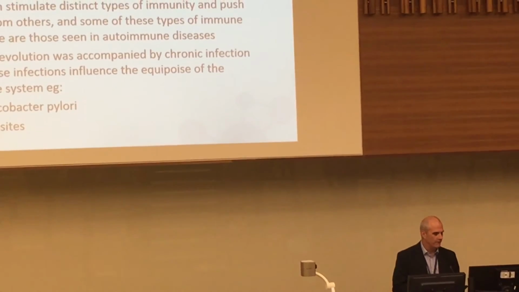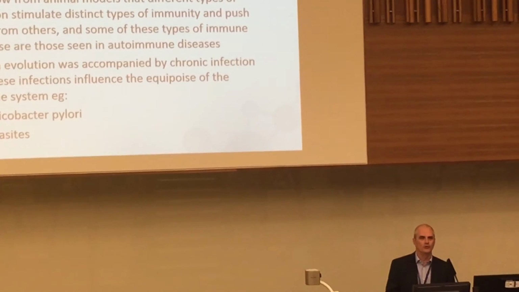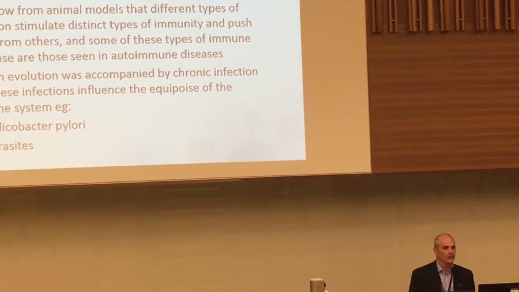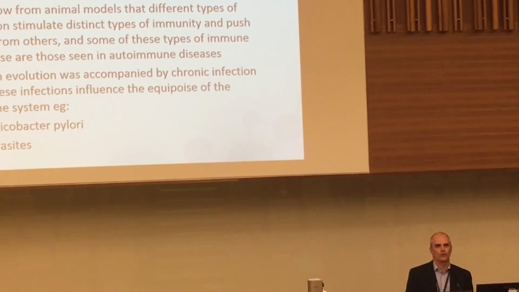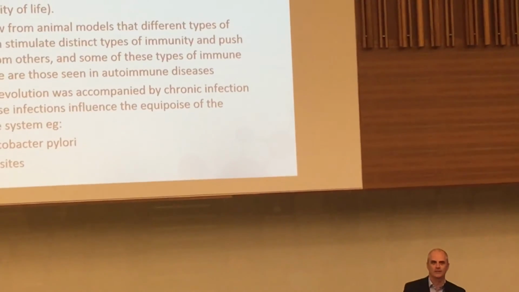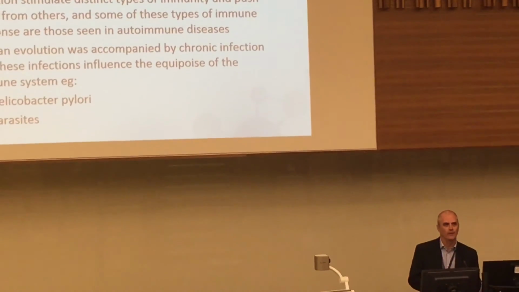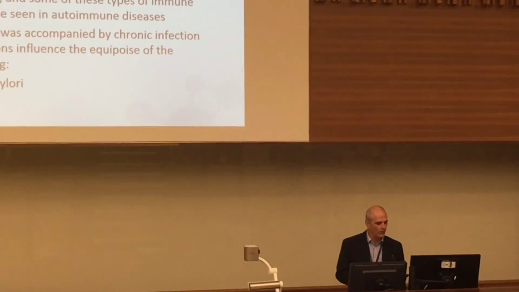And so there may be some relationship here about training the immune system in a particular way that predisposes it to infection. But one of the things that we've got to think about is that during human evolution, when the immune system was evolving, we all had chronic infection. So take Helicobacter pylori. This is a bacteria that was implicated in gastric cancer by an Australian who won the Nobel Prize, Barry Marshall.